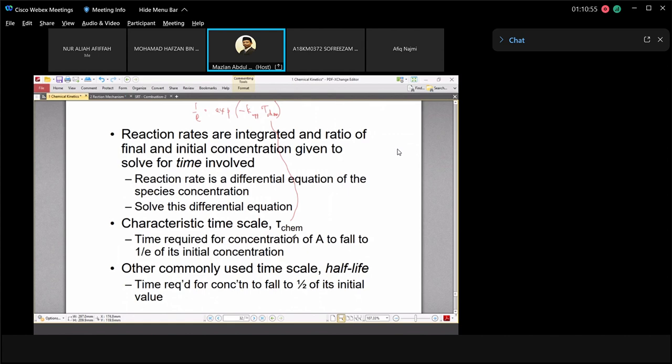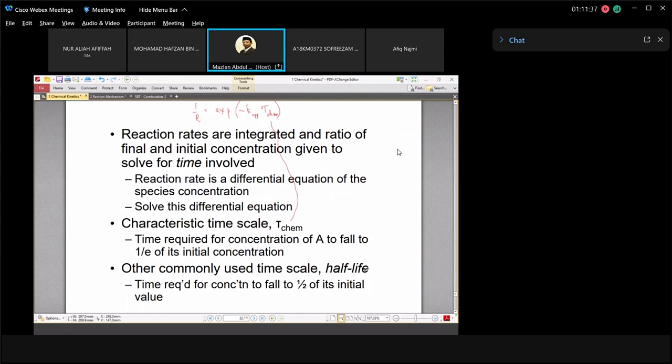That means, let's say, if A has a certain concentration, let's say 1, just an example, how long it takes for the A to fall from 1 to half? This is called half-life. So that's the time scale. It depends on what kind of reaction you are dealing with. Most of the time, the main governing problem is the chemical concentration reduction.